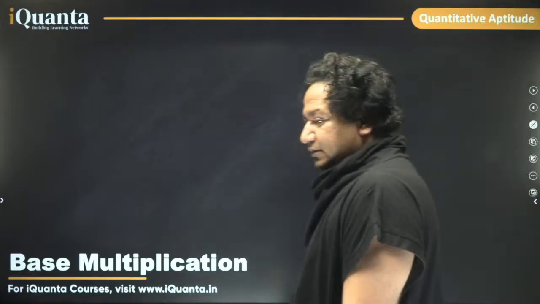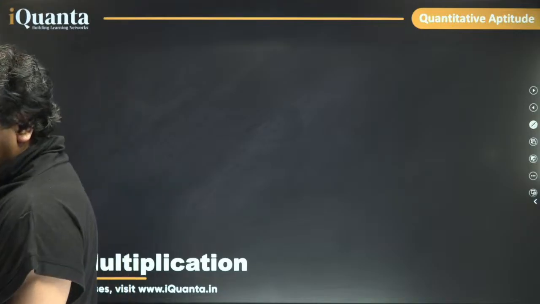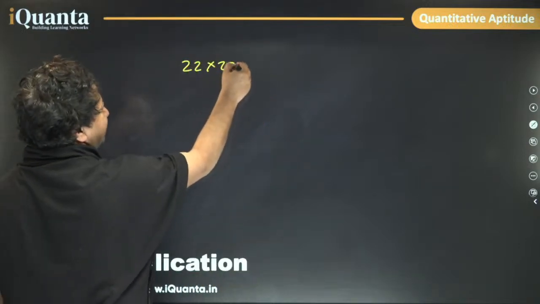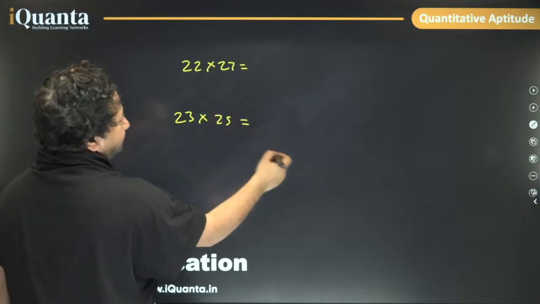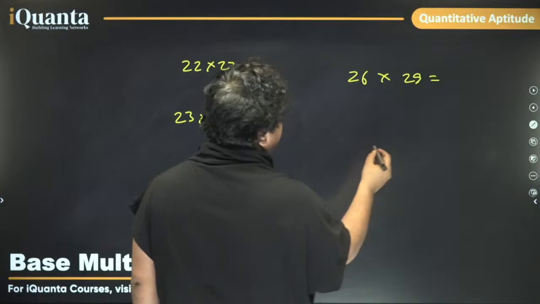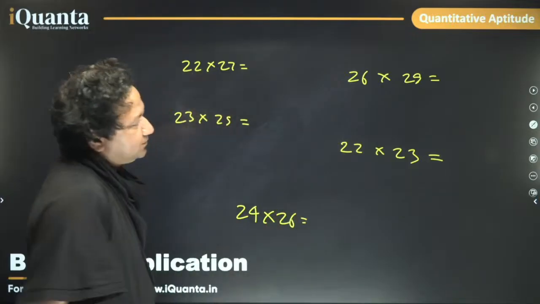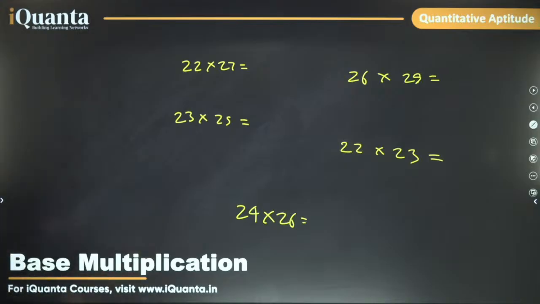So, solve the following. Himank, exactly. Now, answer the following things. 22 multiplied by 27, 23 multiplied by 25, 26 multiplied by 29, 22 multiplied by 23, and 24 multiplied by 26. I need five answers in a single comment. Yeah, Mohit. It will be on the YouTube channel of iQUANTA. Hey, Anushka. Good evening.